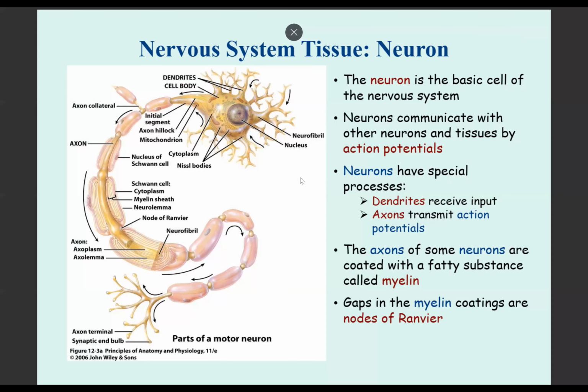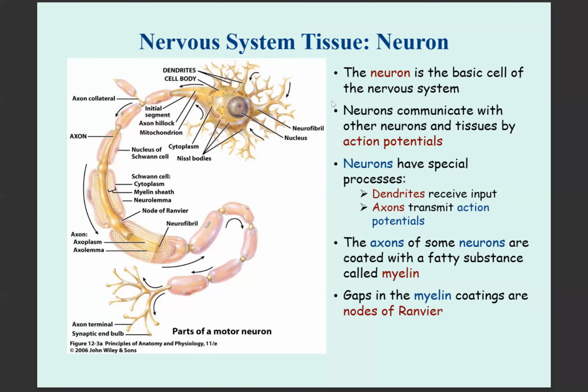So basically, the nervous system is made up of the neuron. A neuron is the basic functional unit of the nervous system, and this neuron comes in different forms. Usually the neuron will have a cell body, which is the processing center of the cell. So this whole thing is one cell.